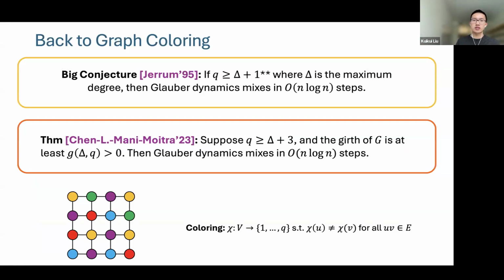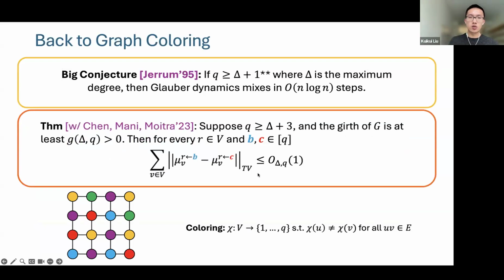And the theorem is that as long as Q is at least delta plus 3 and the girth of the graph is sufficiently large, then Glauber dynamics mixes in n log n time. So what we'll actually prove is that as long as the girth is at least some constant and Q is at least delta plus 3, the uniform distribution over proper colorings is spectrally independent. So this total influence is going to be upper bounded by some constant depending only on the maximum degree delta and the number of colors Q.